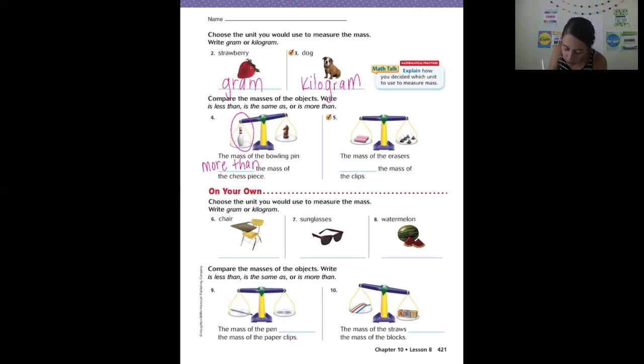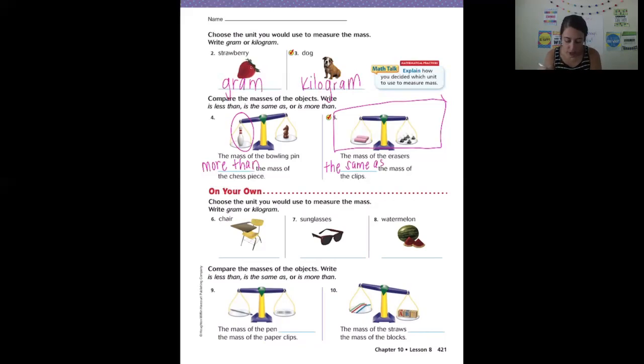So now here I noticed something about my scale. My scale is balanced or equal. It says the mass of the erasers blank the mass of the clips. So is it more than, less than, or the same as? I want you to go ahead and write that down. If you put the same as, you are correct, because it is the same, it's balanced.